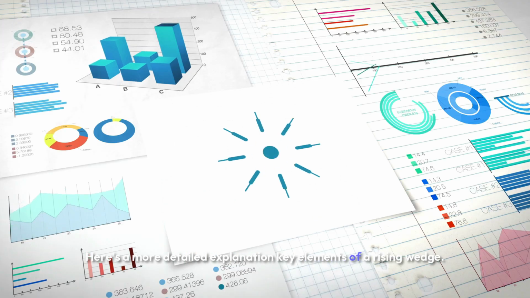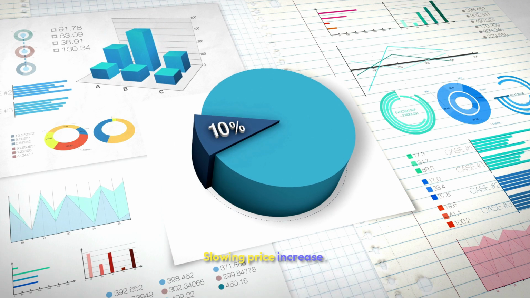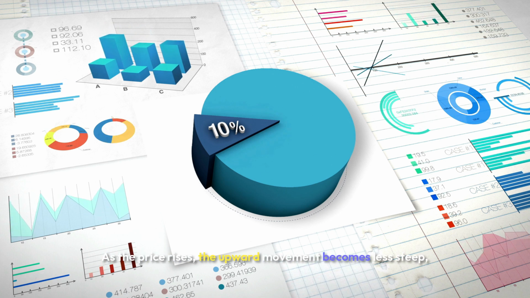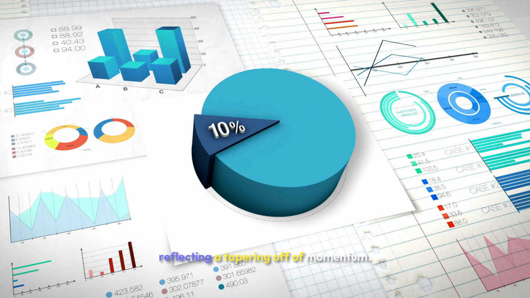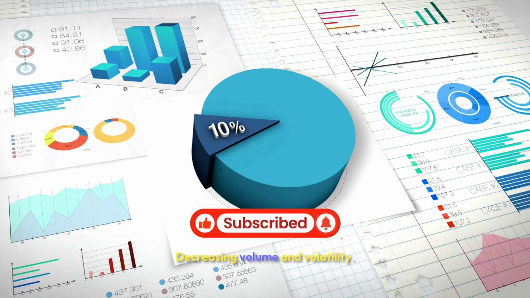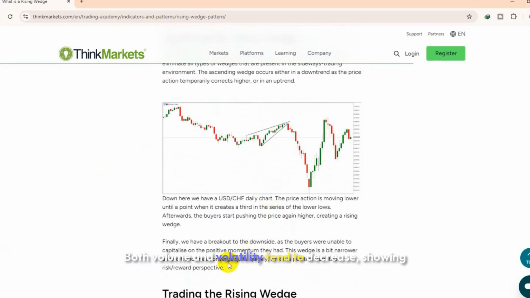Key elements of a rising wedge. Slowing price increase. As the price rises, the upward movement becomes less steep, reflecting a tapering off of momentum. Decreasing volume and volatility. Both volume and volatility tend to decrease, showing that the buying interest is waning.